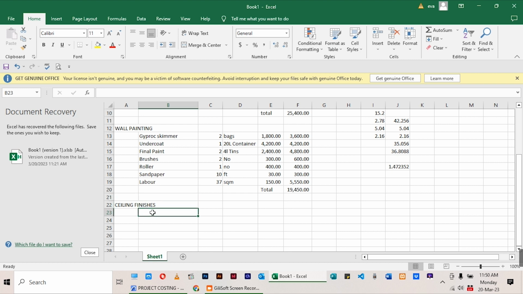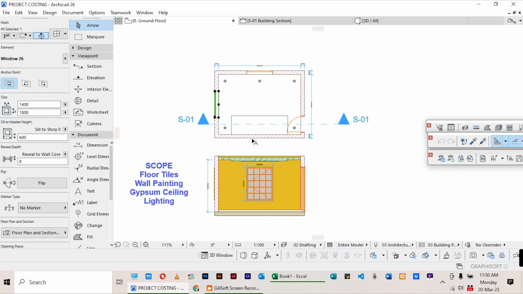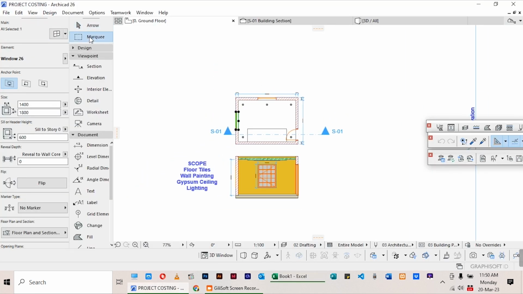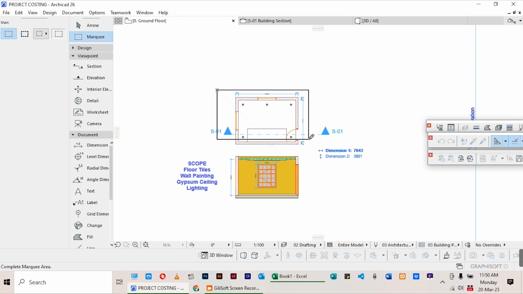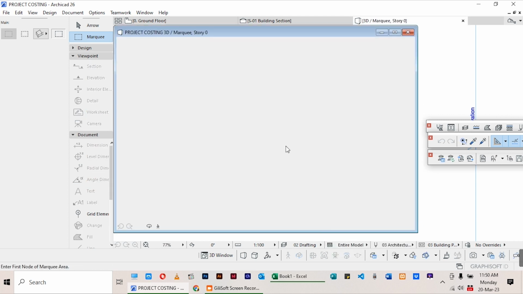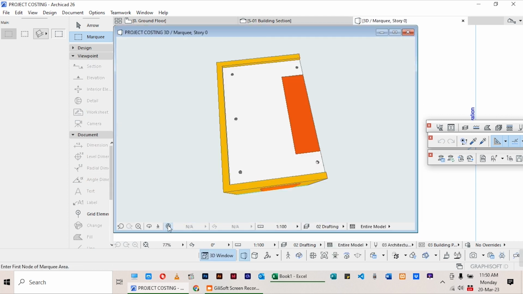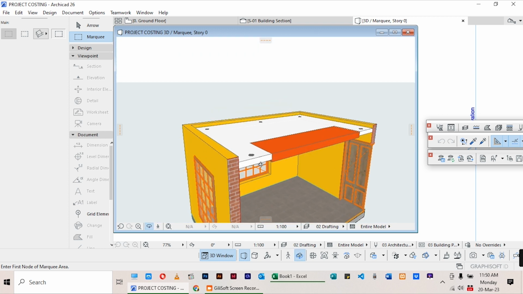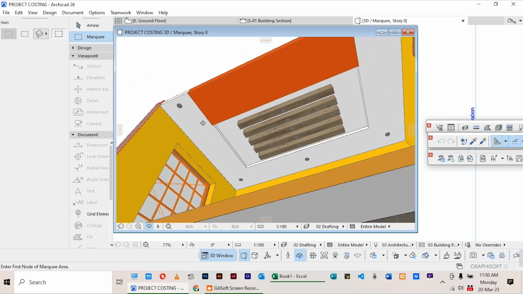The ceiling is composed of gypsum. So there will be the actual construction of the gypsum and also the painting works for this. So we come here to our project. Let's look at our gypsum. This is the design that we have.